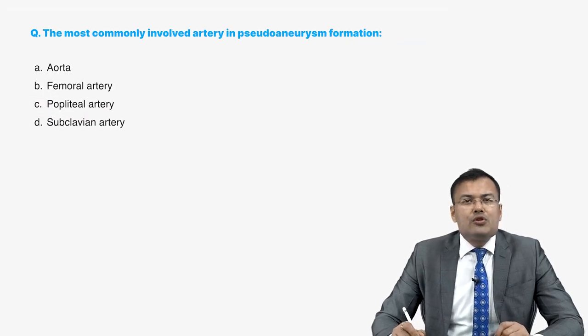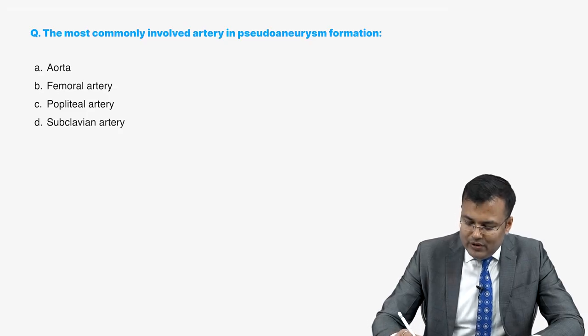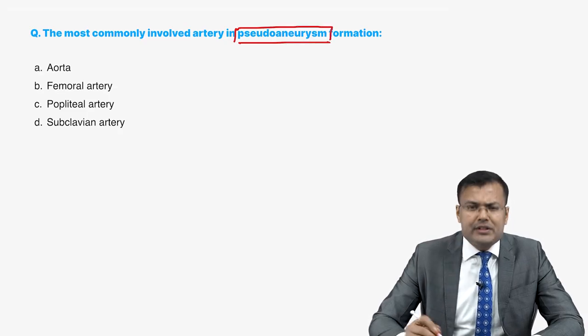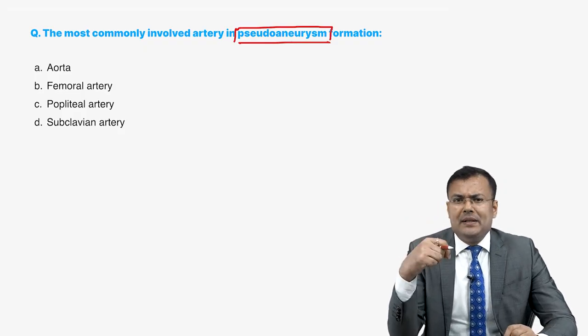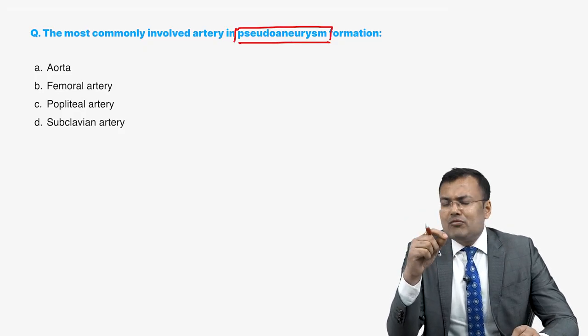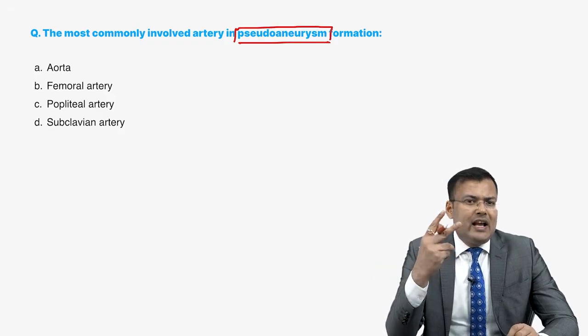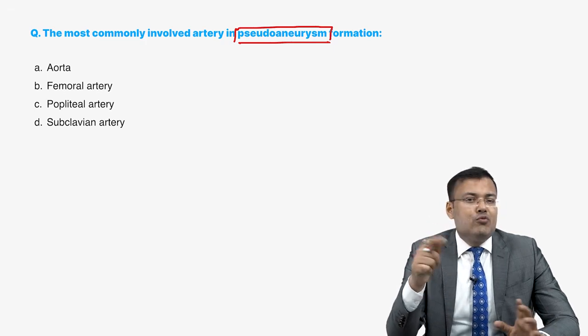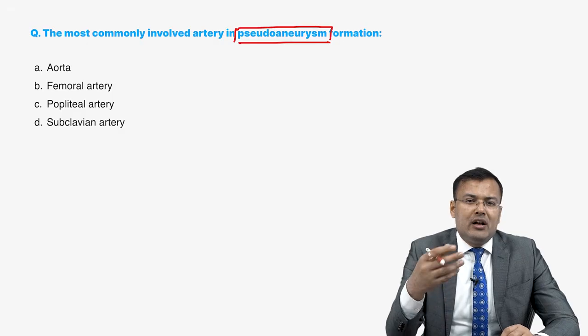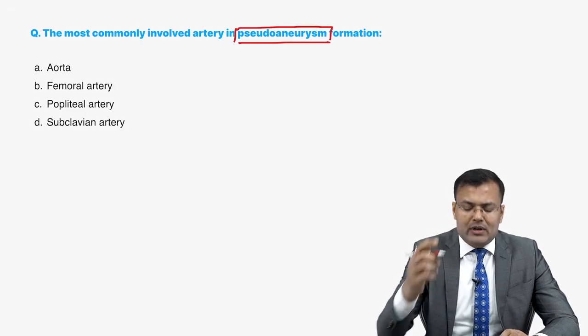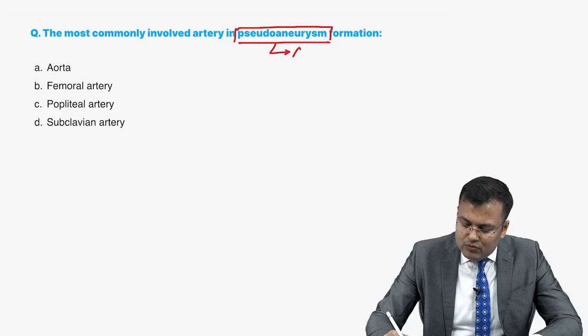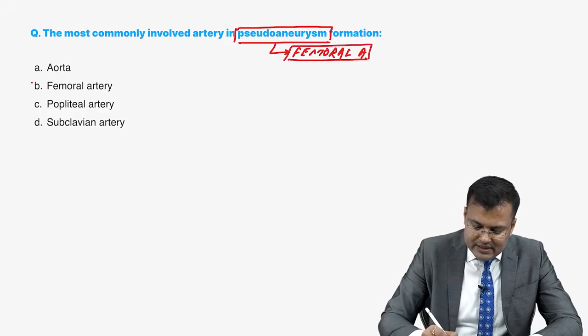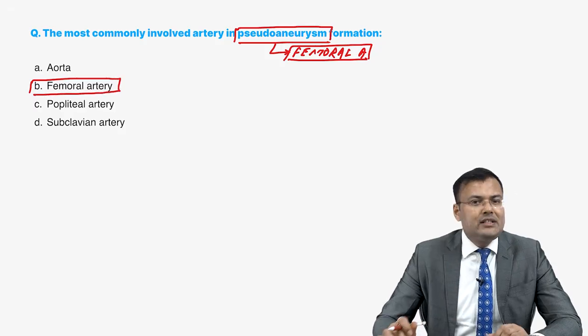Next question: most commonly involved artery in pseudoaneurysm formation. What is the cause of pseudoaneurysm? Whenever you puncture the vessel, what will happen? Blood is extravasated and only 2 layers are involved, not all 3 layers. So the artery most commonly used by cardiologists, radiologists, and even interns for puncturing, what's that? Femoral. So the most commonly involved artery in mycotic aneurysm as well as in pseudoaneurysm is femoral. So what is the correct answer? It is femoral.